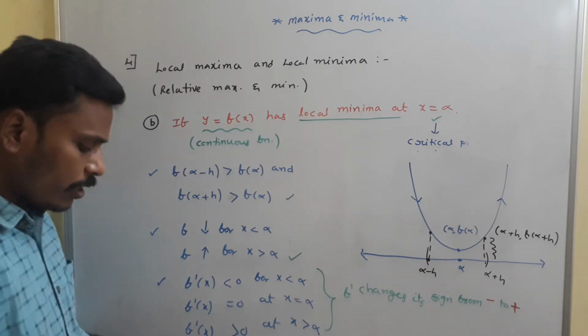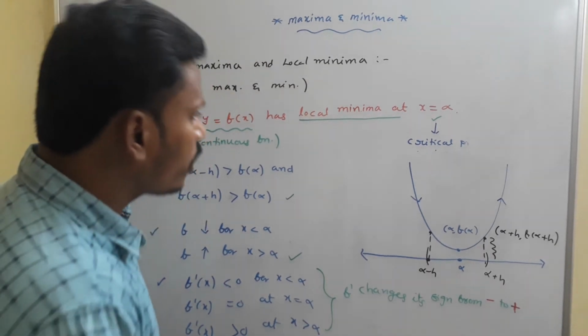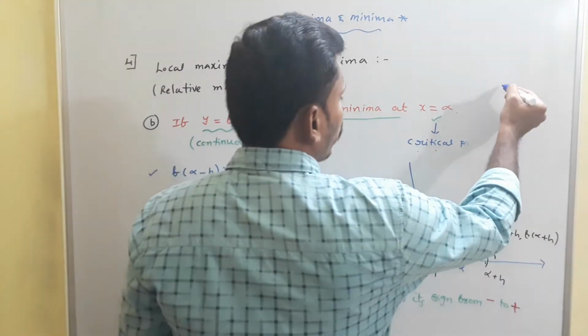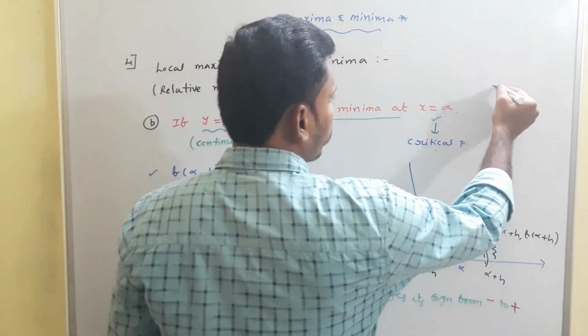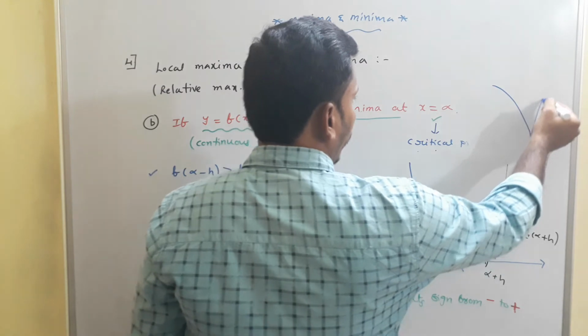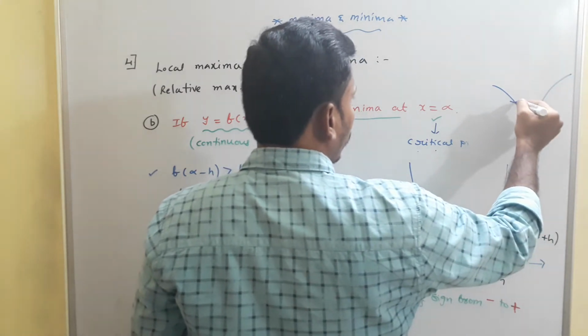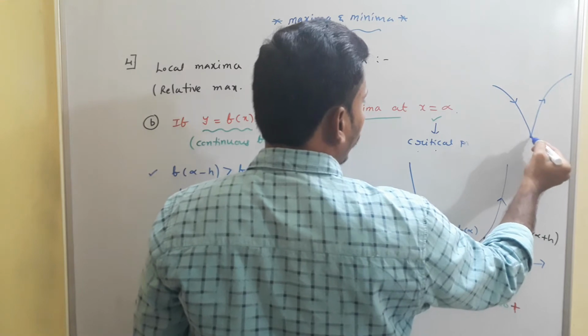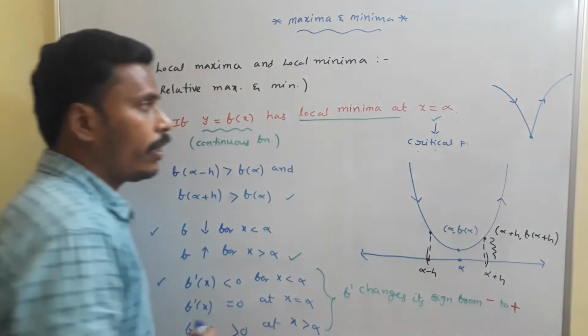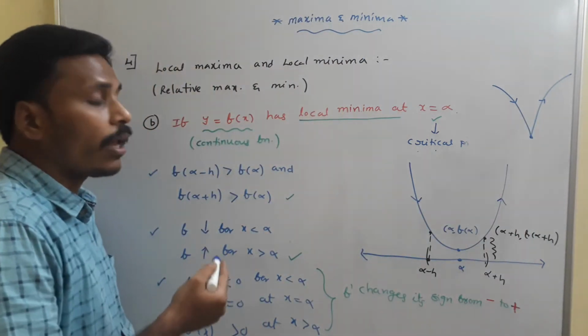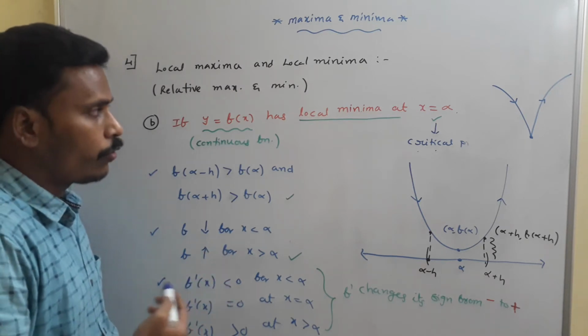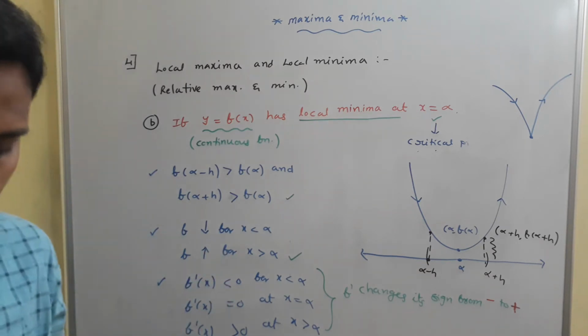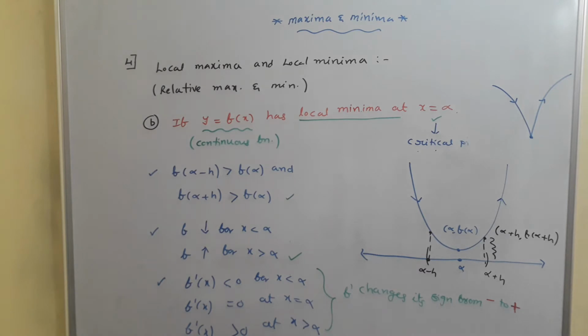For this local minima, the graph may sometimes be in this way. There exist some special graphs like this. Here the graph is decreasing, here decreasing, then increasing, and this is the critical point. At this point the function will get a local minimum. You just have a look, and try to memorize these conditions.